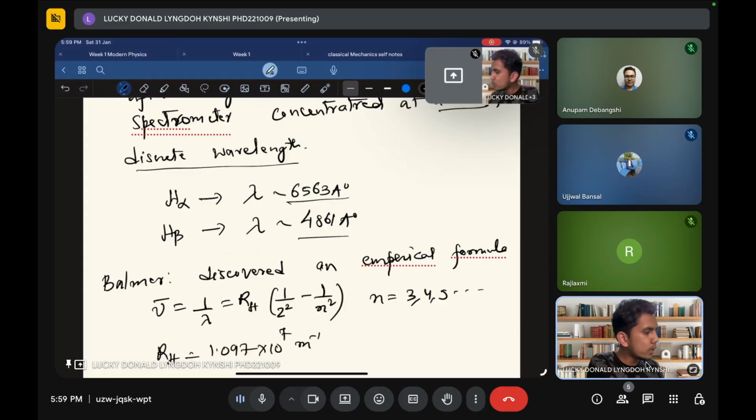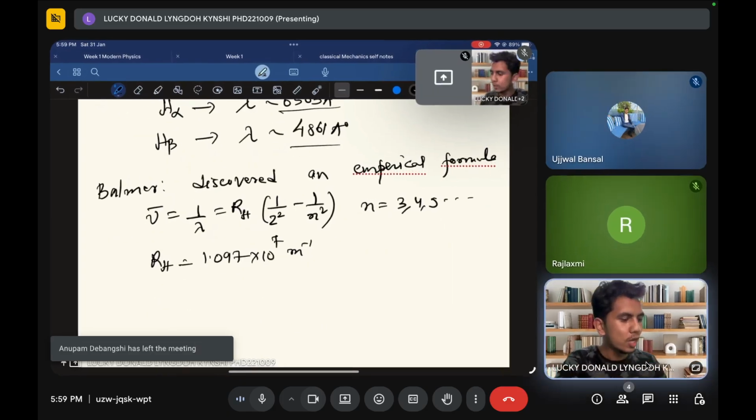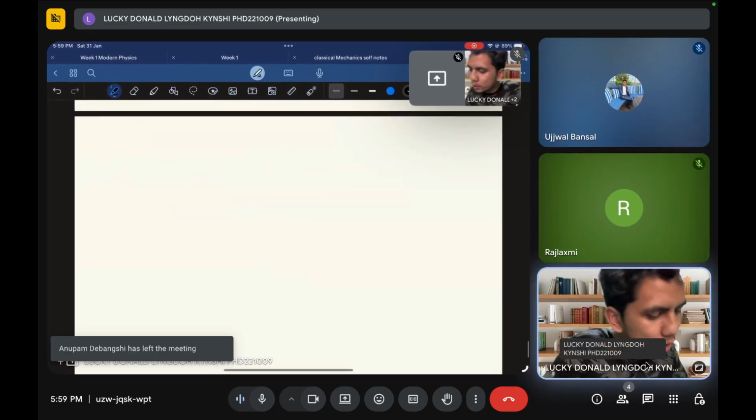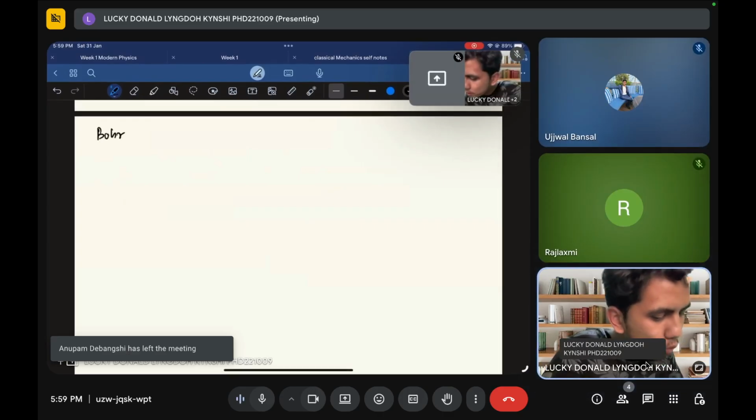Okay, so let's look at this problem. This is the observation. Remember, this is the observation. So how do we explain this phenomenon? We will try to explain it using Bohr's postulates.